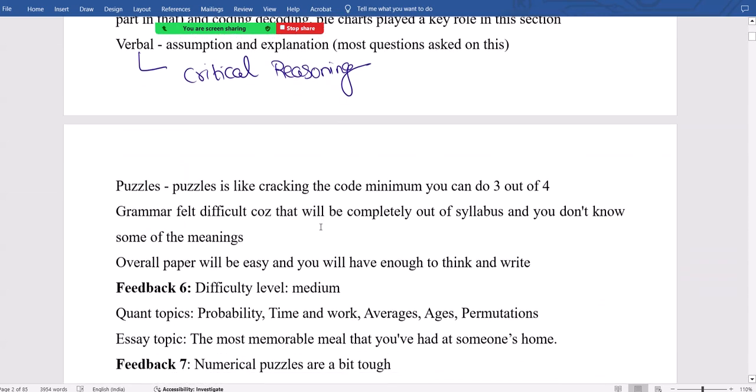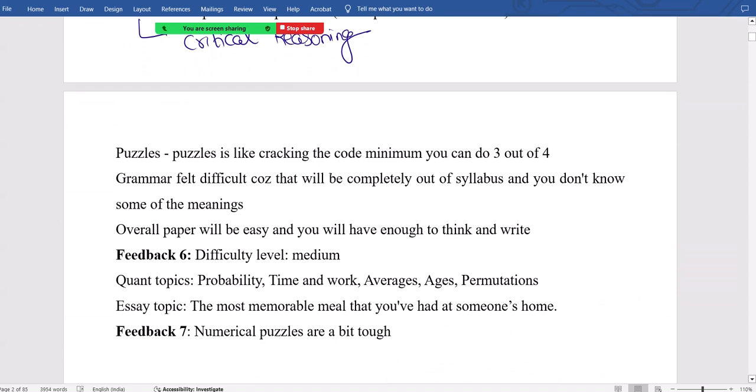Puzzles, and you can see grammar felt difficult. English grammar, but overall the paper will be easy. You will have enough time to think and write. Timing is not a problem. Again, you can see the topics given for quant and reasoning, and this is the essay topic: the most memorable meal that you have had at someone's home. And numerical puzzles are a bit tough.